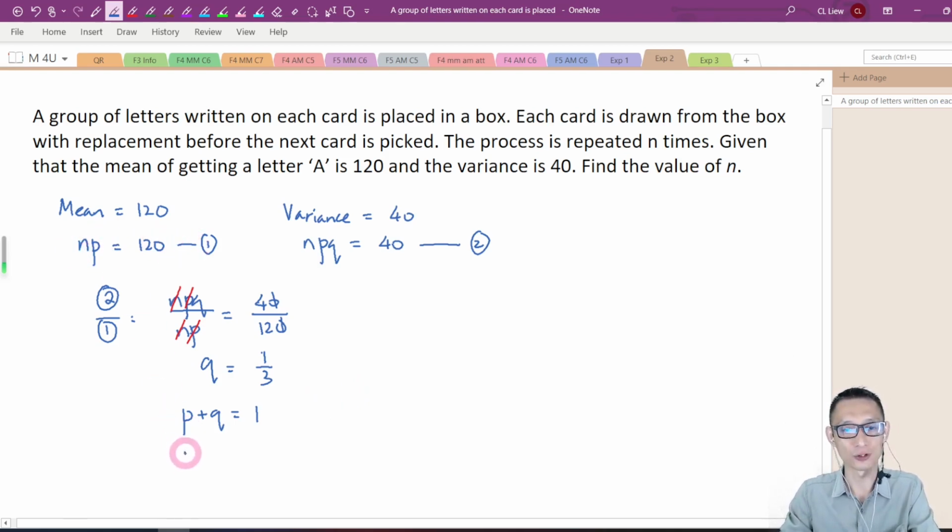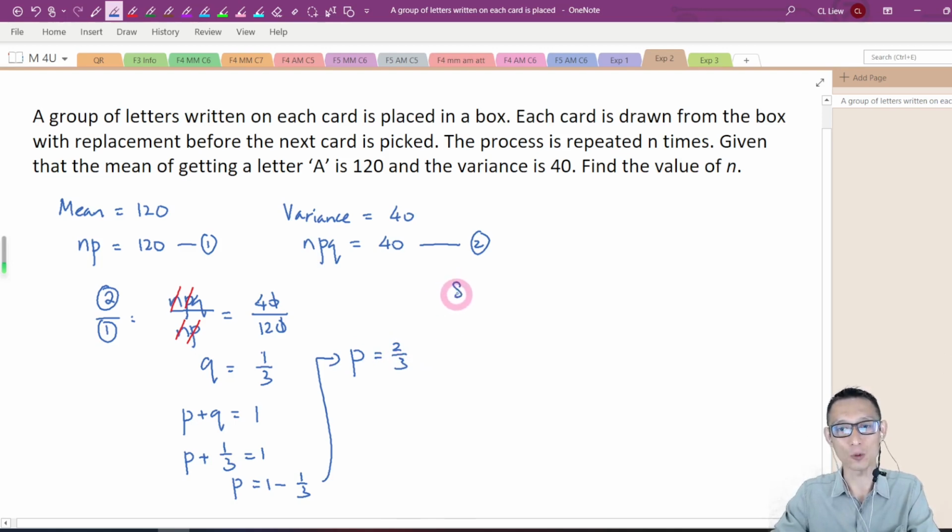Okay, p, I don't know. q is equal to 1/3. p is equal to 1 minus 1/3. So from here, we know that p is equal to 2/3. So the next step, I'm going to substitute p equal to 2/3. Okay, so p is equal to 1 minus 1/3, which is equal to 2/3. Okay, substitute p is equal to 2/3 into the first equation.